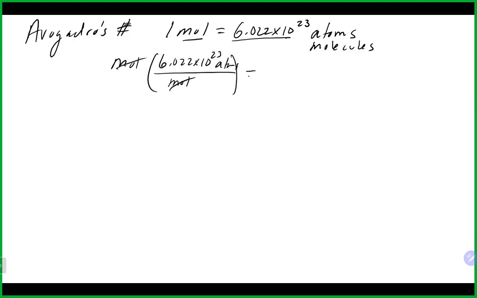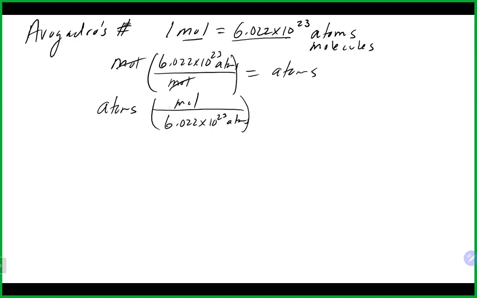The moles will cancel and give you atoms. If you have atoms or molecules, you would divide by Avogadro's number, and that would get you to moles. So that's really your conversion factor to go from moles to atoms or molecules.